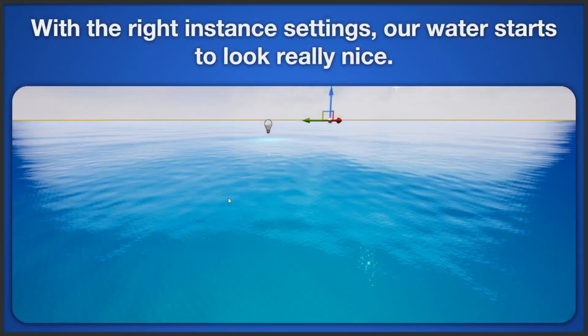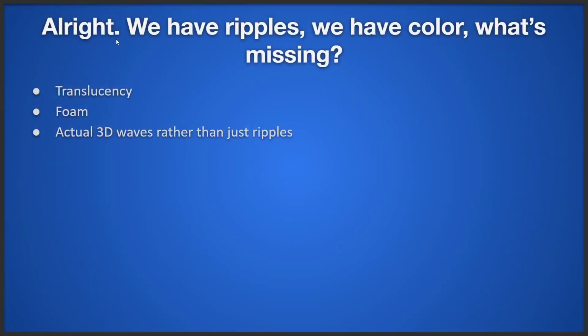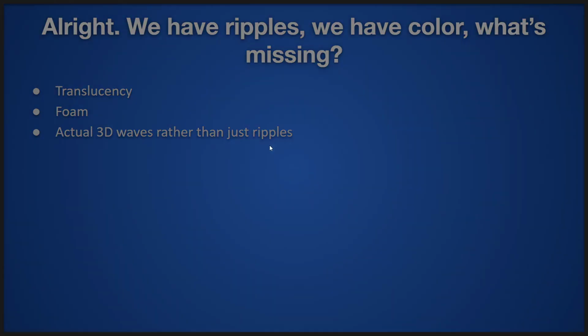Really, really nice. This is the small waves, little ripples, bigger waves, these little medium ripples that we're seeing, and then these big waves, which are these big patterns that kind of break it up. Really nice effect. Brilliant. Amazing. We have ripples, we have color, we have reflections. What's missing? Translucency, foam, and actual three-dimensional waves. This is where I'm going to do the sine waves in the second try, right?